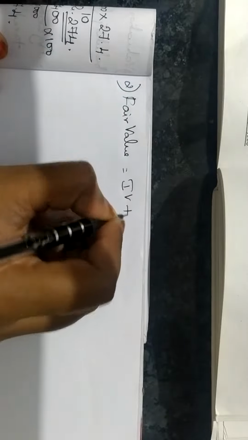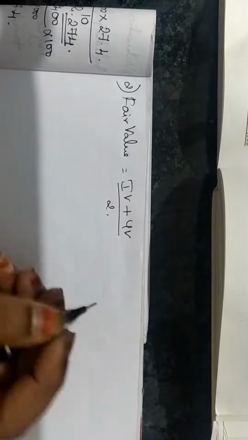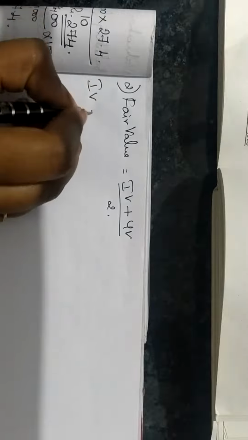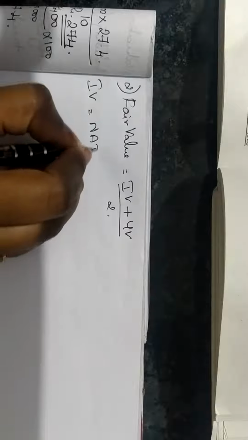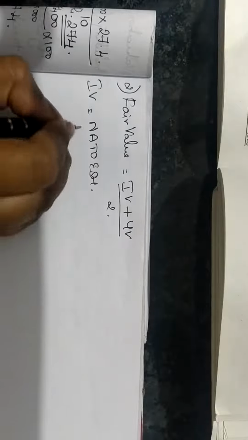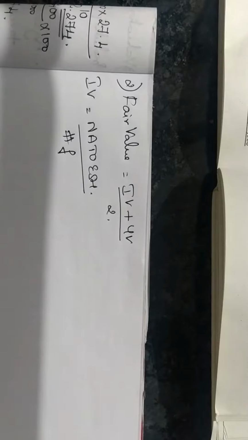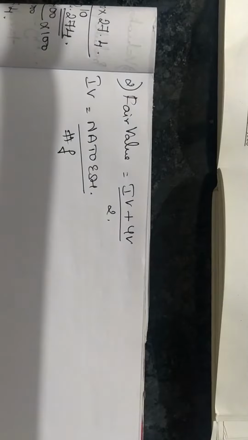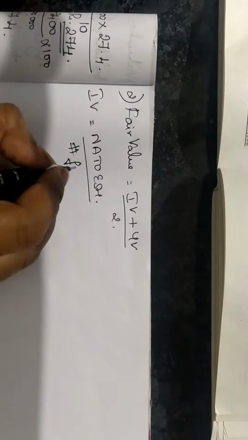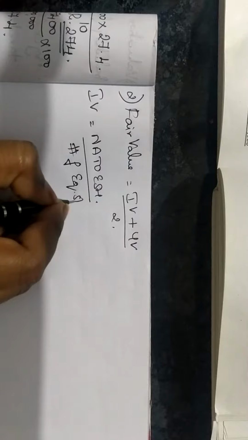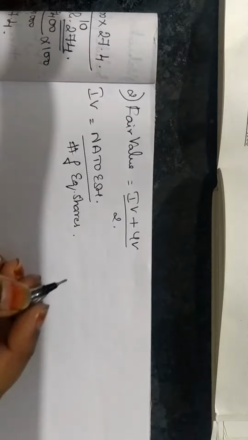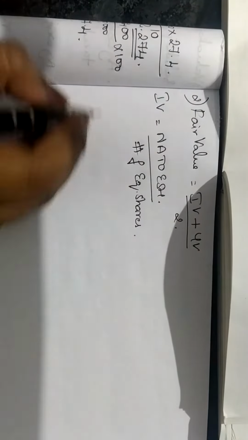So first I will write the formula for fair value. Fair value is equal to IV plus YV divided by 2. So IV is equal to net assets available to equity shareholders divided by number of equity shares.